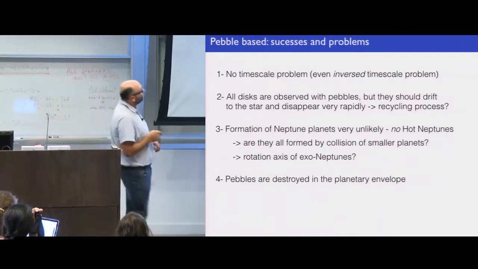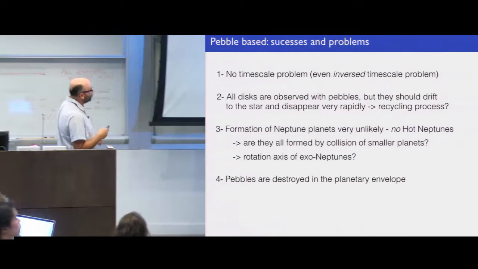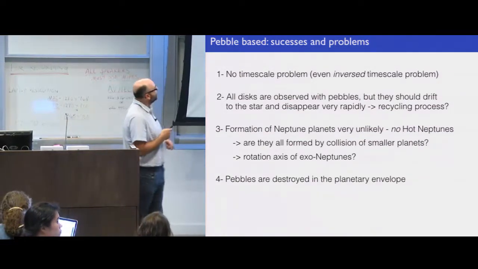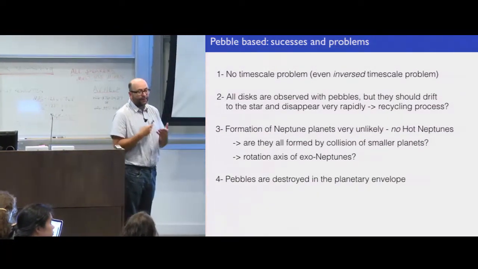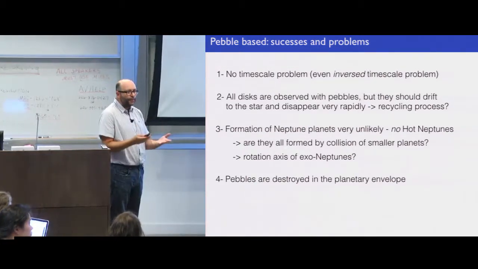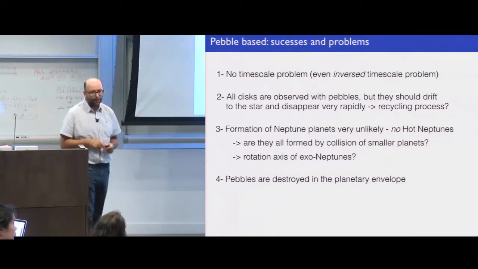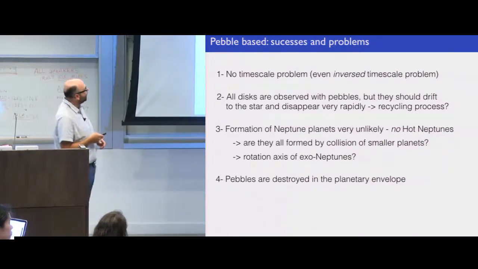So, the outcome of pebble-based models: one very nice thing is that there is no timescale problem. In fact, the formation of planets is very rapid. In general, when you run the model, you have difficulties to have small mass planets, so you have kind of an inverse timescale problem. It's forming planets too fast.